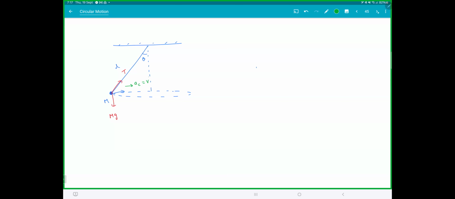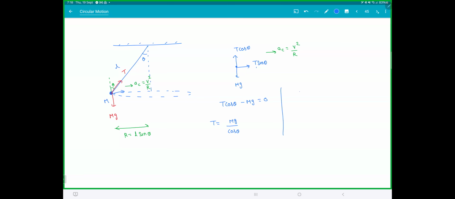How much? V square by R. What is R? This is your R. How much is that? L sine theta. Then resolve the forces. This is theta. This would be T cos theta. This would be T sine theta. This would be mg. And this would be acceleration V square by R. So in the vertical direction, there is no other acceleration. So T cos theta minus mg is 0. So we get tension is mg by cos theta.